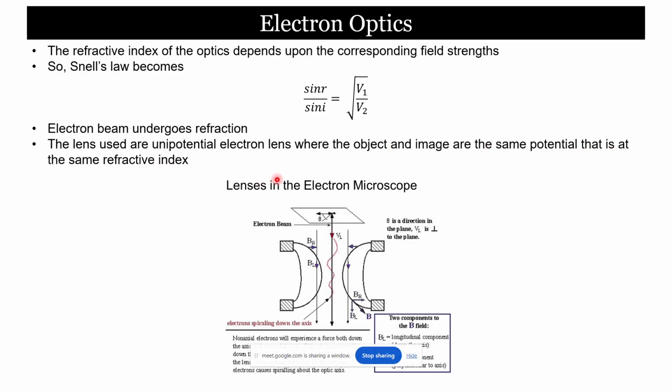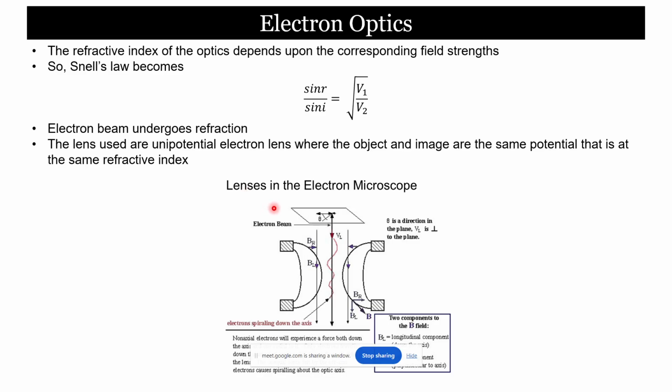Since the potential of the electron beam at the specimen and at the image will be the same, both the object and the image lie in the same refractive index, that is, the same potential. So that's why it is known as the unipotential electron lens.